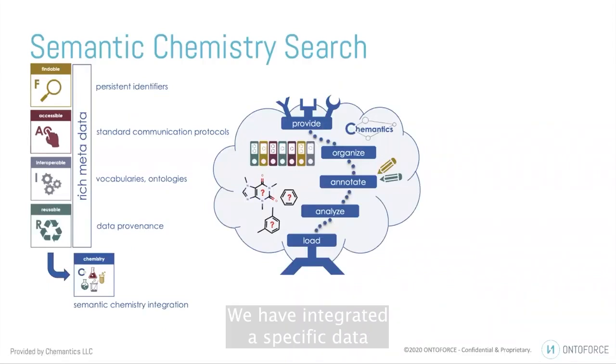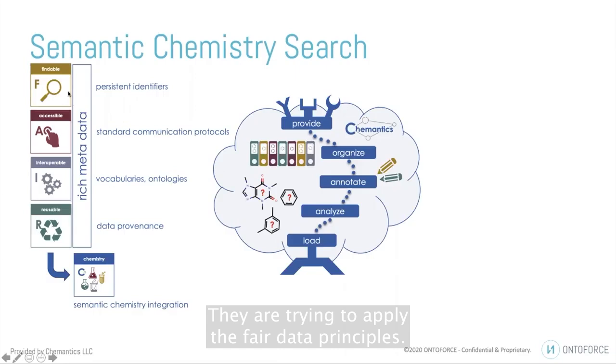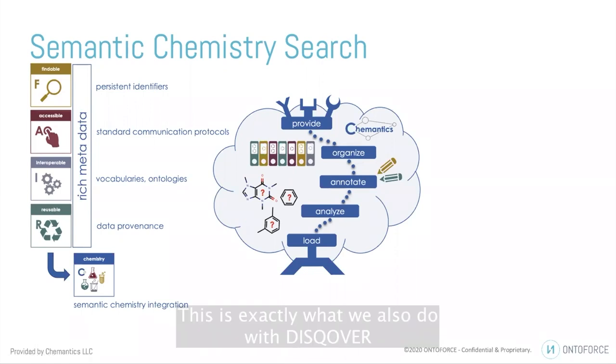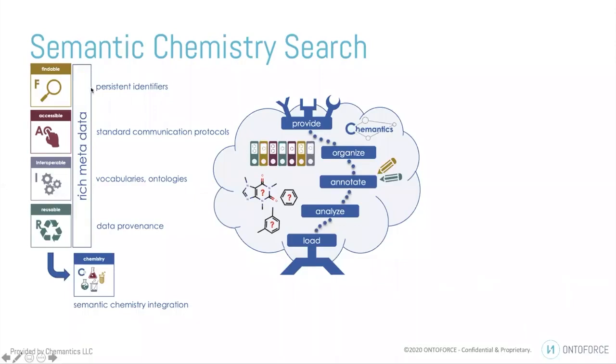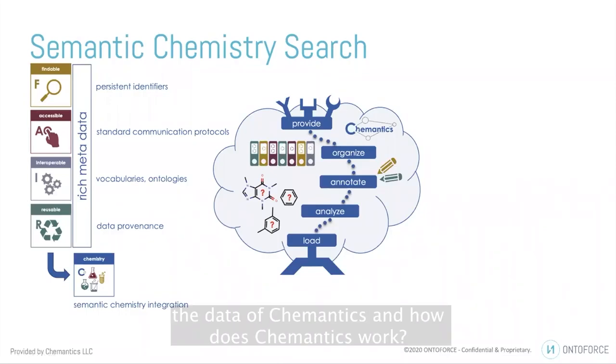We have integrated a specific data source derived from Chemantics. So what is Chemantics doing? They are trying to apply the FAIR data principles, if you're familiar with the idea of making your data findable, accessible, interoperable, and reusable. In that way, your data is more robust and can be more easily integrated with other data sources. This is exactly what we also do with DISQOVER. The interesting part of this is that by applying these kinds of principles, we can easily tap into the data of Chemantics. And how does Chemantics work?